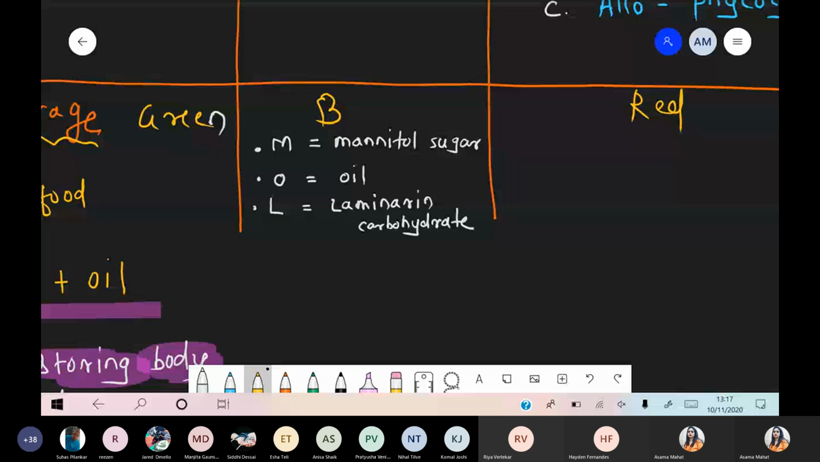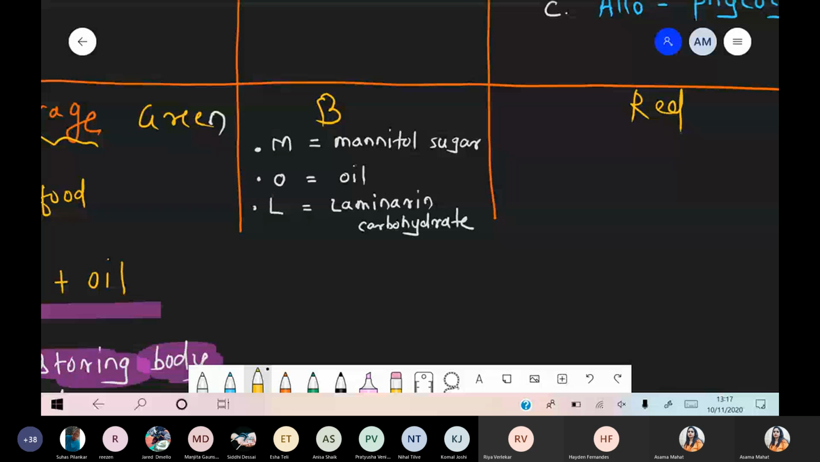Just remember MOL, mannitol, oil, laminarian, because laminarian is derived from laminaria, like fucoxanthin. Fucoxanthin is derived from fucus, laminarian is derived from laminaria. No question will be made from here.